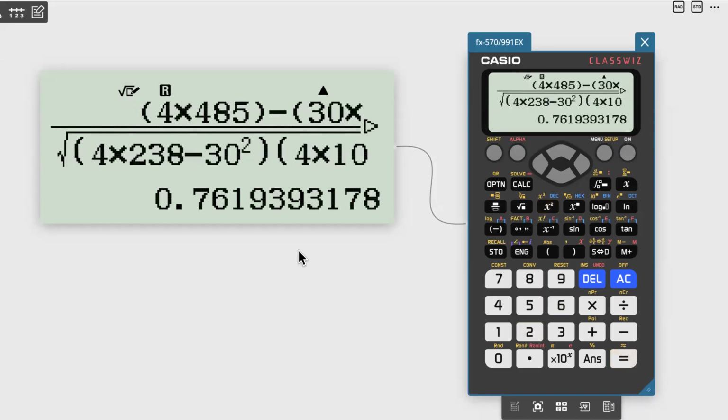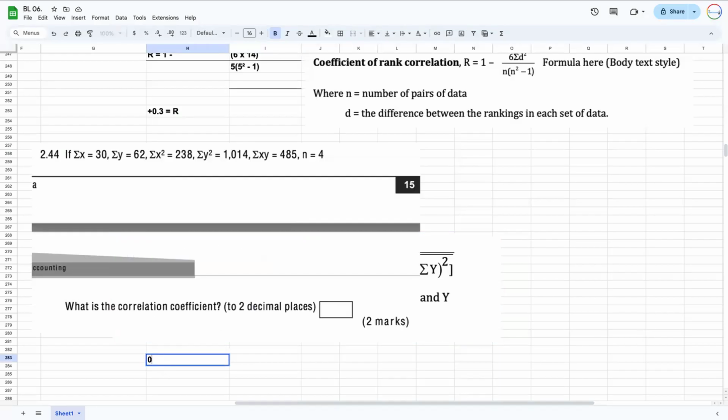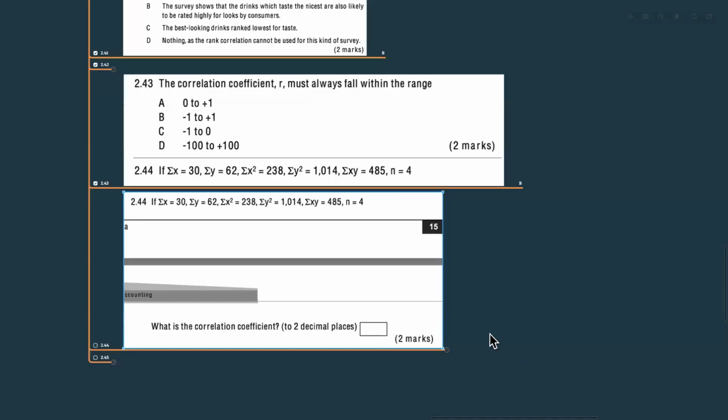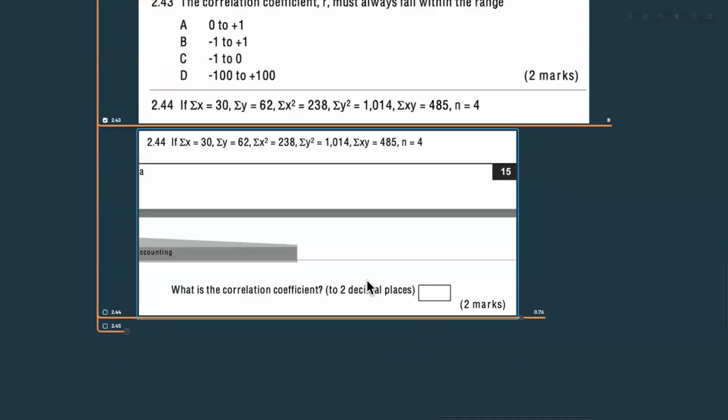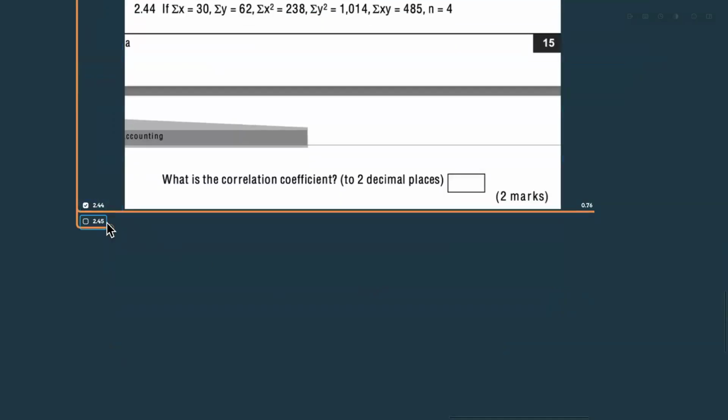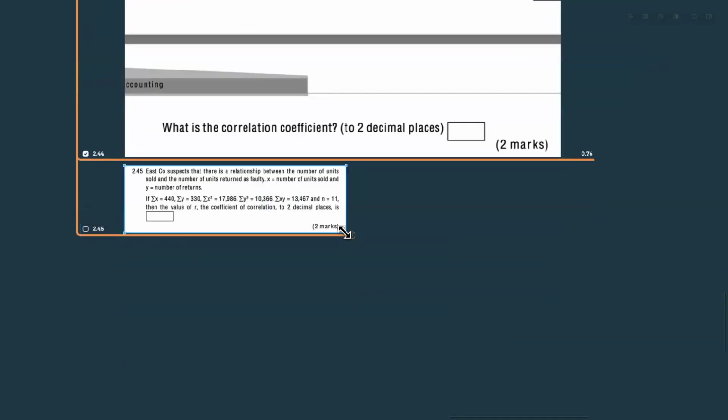So now we can get the answer, 0.7619 something. If you are going to take two decimals, it's only 1, so you can ignore it. 0.76 is the final answer. That is also a positive one. Correlation coefficient 76%, they are correlated with each other. So plus 0.76 is the answer. Very simple, just remember the formula, put it in the calculator and everything is okay.